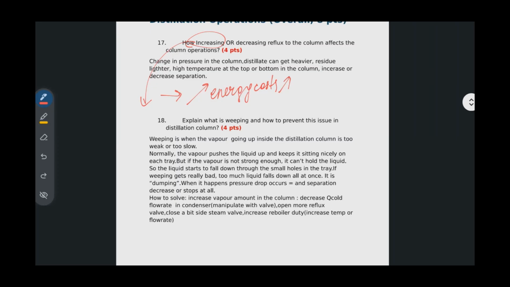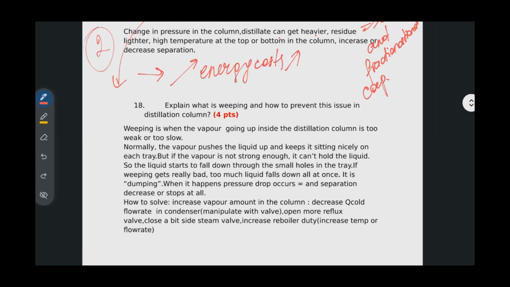We'll see that a change in pressure in the column: distillate can get heavier, residue lighter. Okay, so this is mainly the cut point issue and fractionation capability issue, which is right. High temperature at the top or bottom of the column, increase or decrease separation? Yes, but I would expect to write exactly what increasing reflux results in the column and decreasing the reflux. In general, yes, I agree that changing the pressure or changing the reflux will make your distillate get heavier or residue lighter, and so on. Okay, it will be also half again.